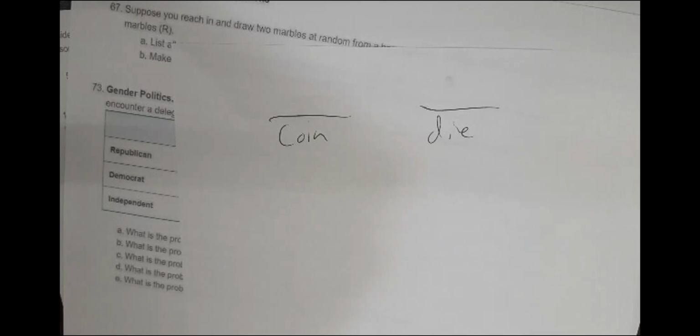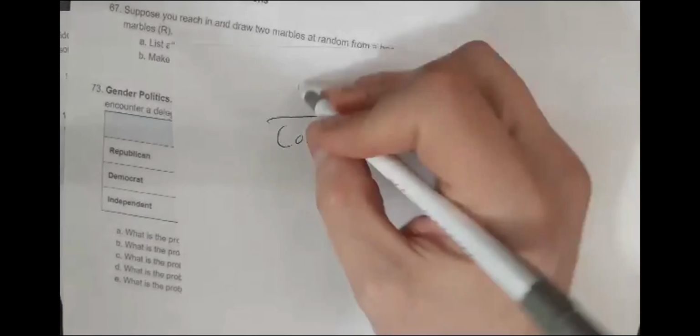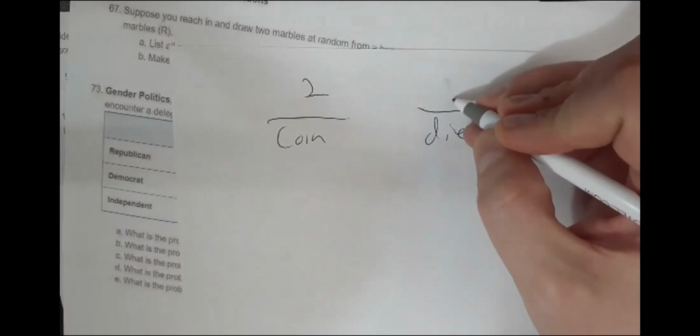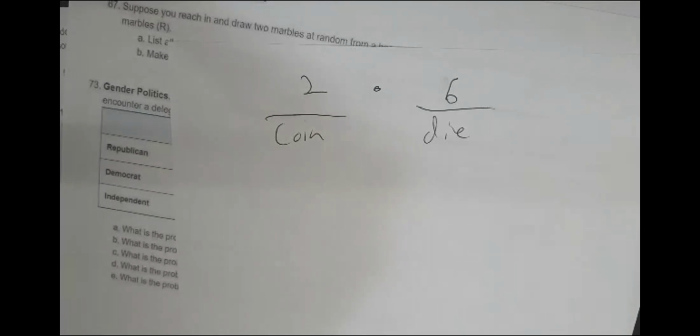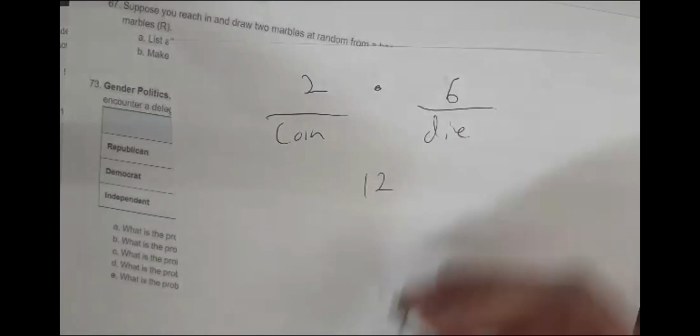So how many options does a coin have? 2. And how many does the die have if it's 6-sided? 6. So how many different options would there be? 12. 12, right? I'm gonna think about it.